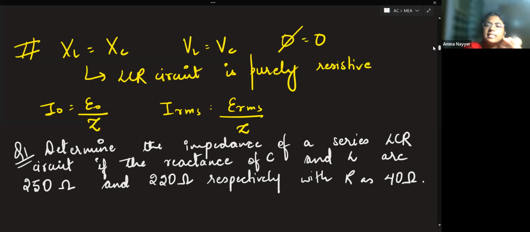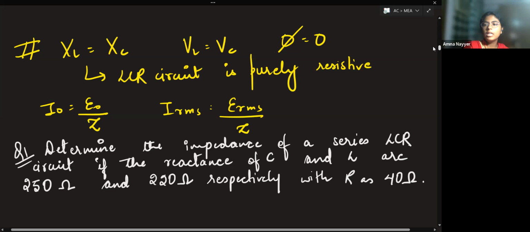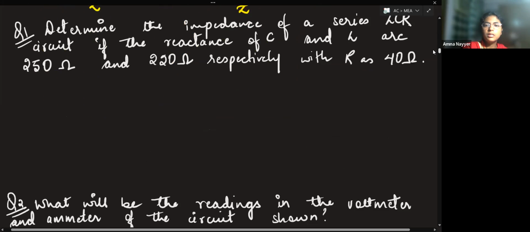See, when you have XL greater than XC, then that circuit is ultimately known as inductive circuit. And when XC is greater than XL, you say it's a capacitive circuit. If XL and XC both are equal, then you say it's a resistive circuit. Let's do questions on this.